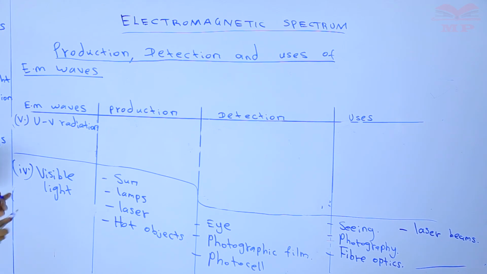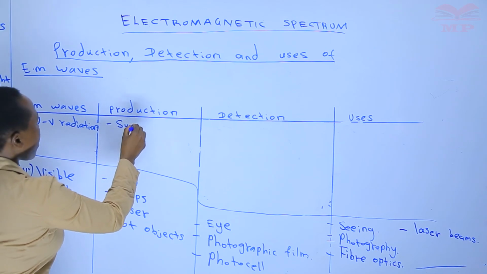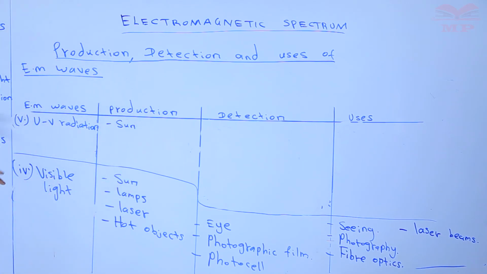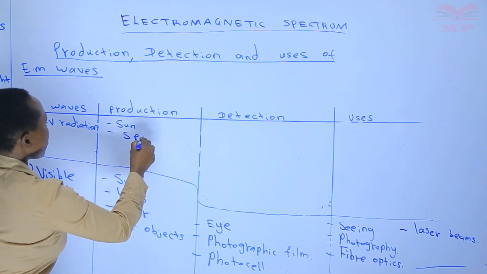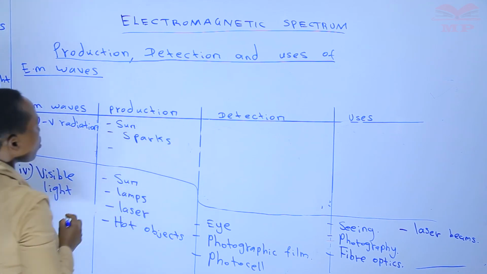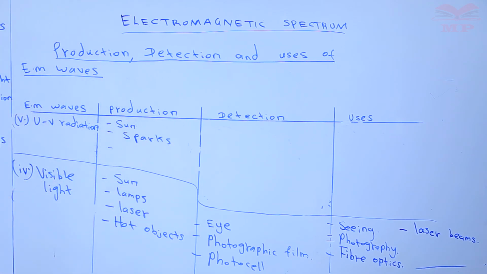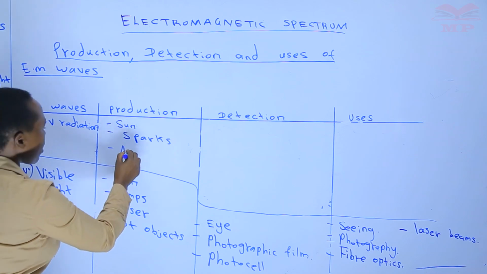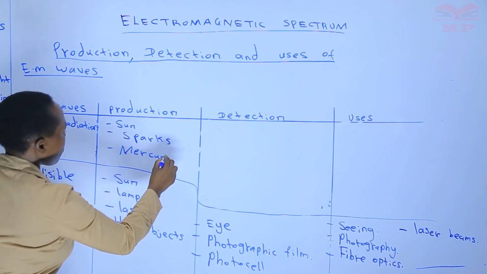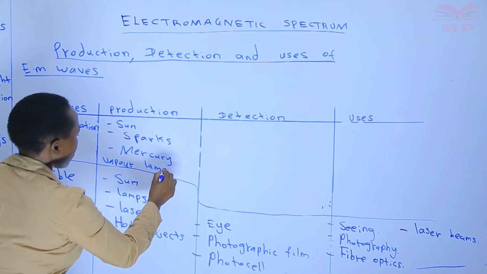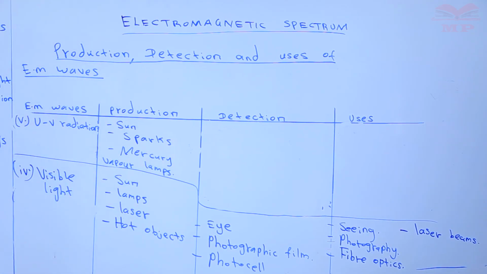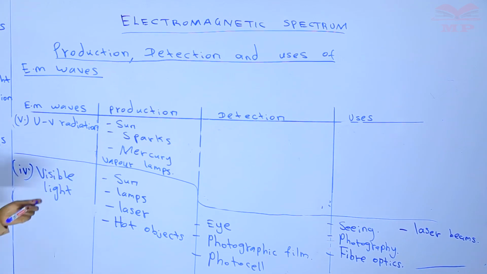So we have the sun as a source of the UV radiation. We also have the sparks. We also have the mercury vapor lamps as a producer of the same. So it is produced by the mercury vapor lamps, the sparks, and also the sun.